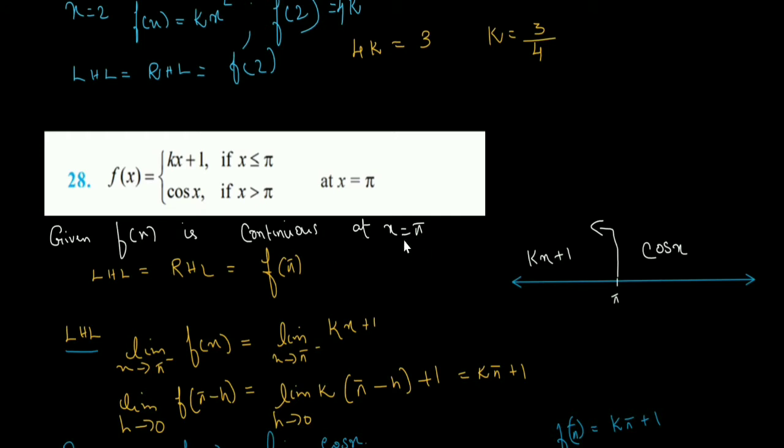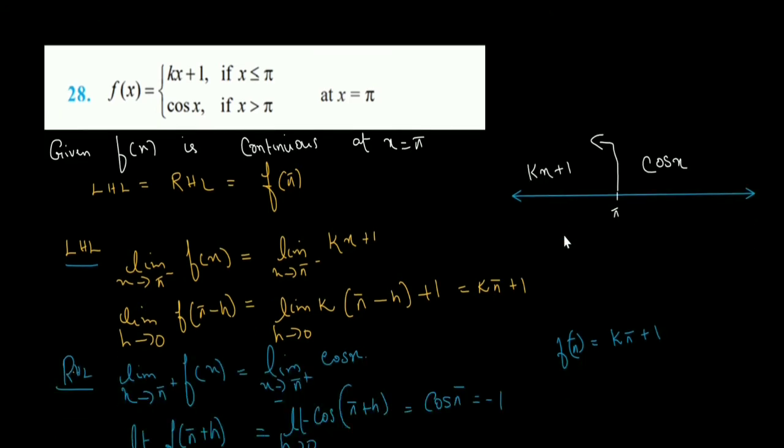Given the function is continuous at x is equal to pi. So because it is continuous, the left hand limit is equal to right hand limit is equal to the value of the function. So let us find the left hand limit. Left hand limit is limit x tends to pi minus of f of x. Left of pi it is kx plus 1. When you find the left hand limit, you have to put x is pi minus h. So when x tends to pi, h tends to 0. So h tends to 0, k times pi minus h plus 1. When you put h is 0, it will become pi k plus 1.